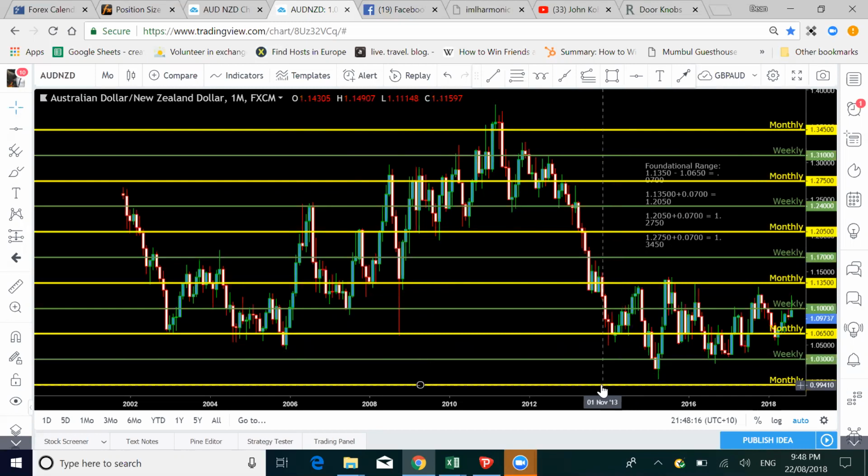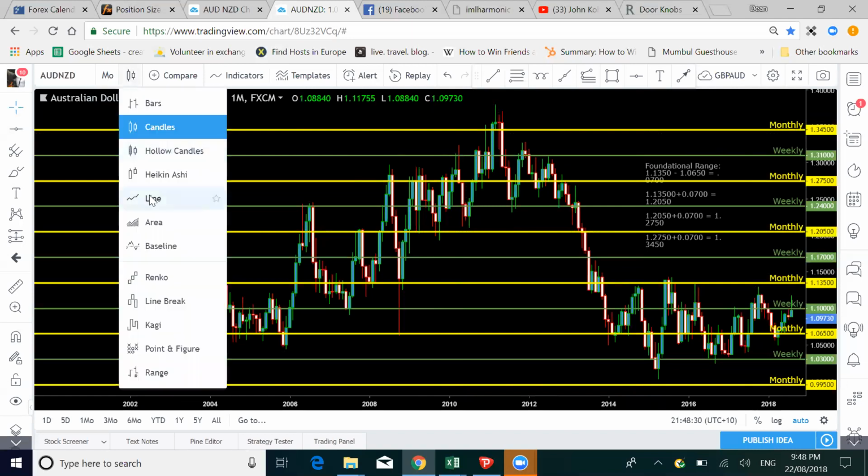The other thing I'd recommend is that you lock these. Once you're happy with the position, we lock them in place. But what I want to do first, I haven't gone to the weekly. Even before we go to the weekly, let's just have a look at the line chart.